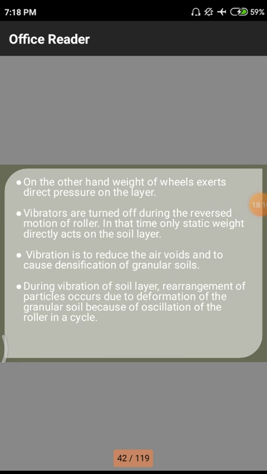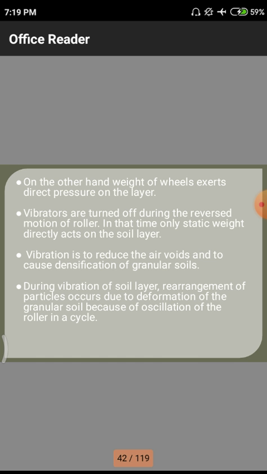On the other hand, the weight of the wheels exerts direct pressure on the layer. Pressure means a particular load per area. In a particular span of area, we have a huge amount of load in the form of the vibrator and roller. The roller normally weighs in tons, 2 tons or 3 tons, or it may vary from vehicle to vehicle, such that we normally have 5 to 10 tons of weight. This 5 to 10 tons of weight is moving with a frequency of vibrations.